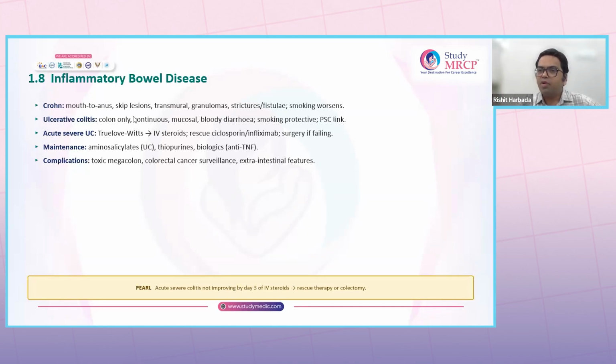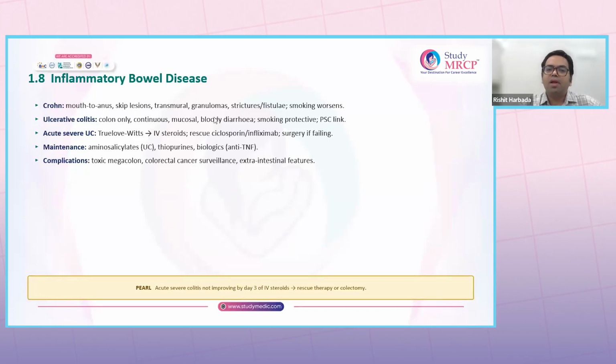Skip lesions are there because it can't be traveled continuously. It's transmural, involves most of the layers of the gut. There are granulomas which are going to be seen, and strictures and fistulas are going to be present, and smoking worsens this illness. Whereas ulcerative colitis involves only the colon, it's continuous and it is only mucosal, doesn't affect all the layers. Here it's going to affect all the layers.